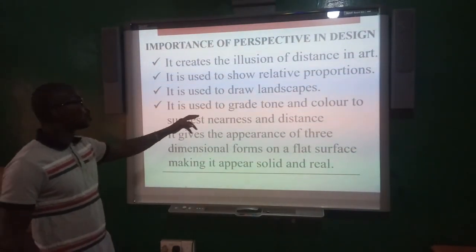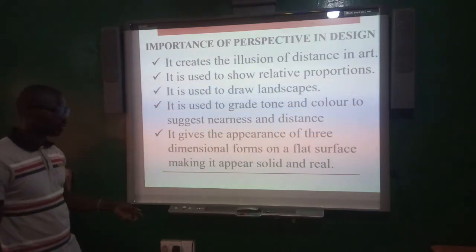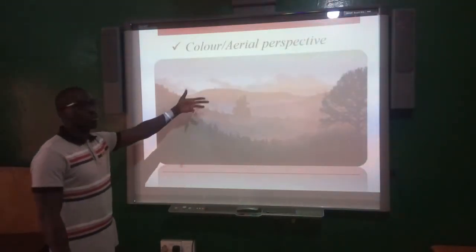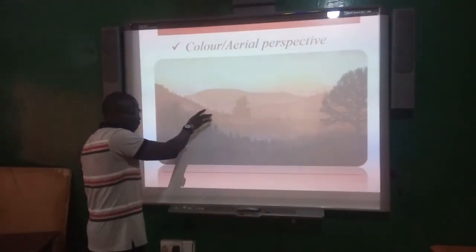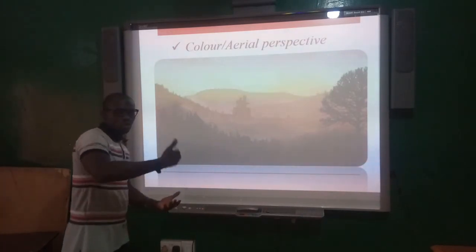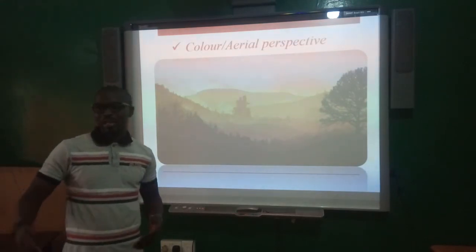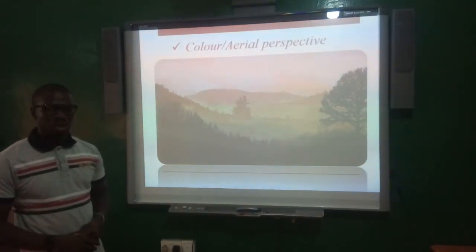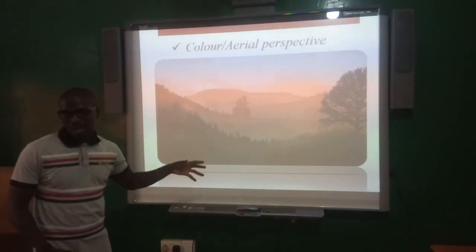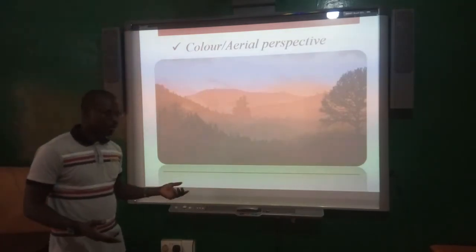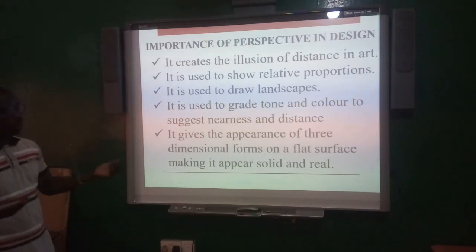It is used to create tones and colors to suggest nearness and distance. So you can see that here is lighter, this place is a bit lighter, this place is darker. So it is used to create tones. You can use perspective to create tones from light to dark to middle tone. But for perspective, it would have been difficult to create tones in a particular work of art, or should I say an artwork. Okay, now we move on to the next one, or probably let me say the last one.